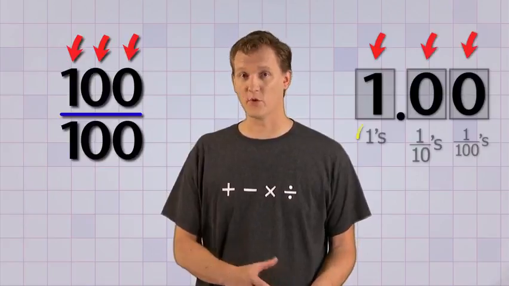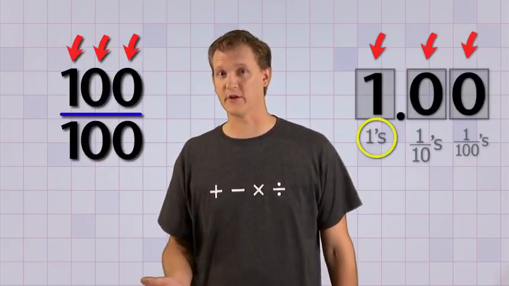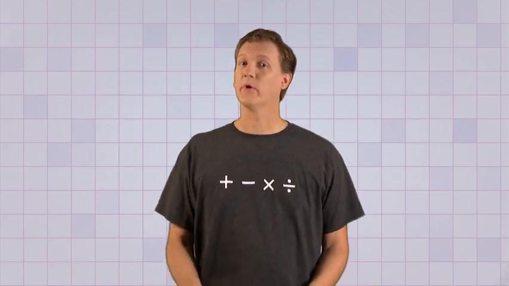Now the next one over is the ones place. And that makes sense because 100 over 100 is a whole, and its value is just 1. Now that we know how to convert hundredths into decimals, let's try converting thousandths.